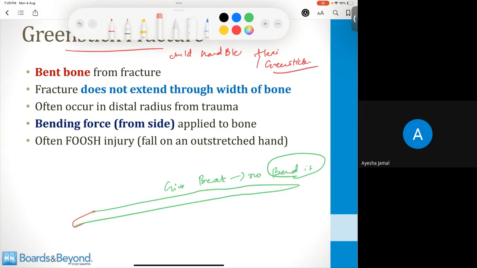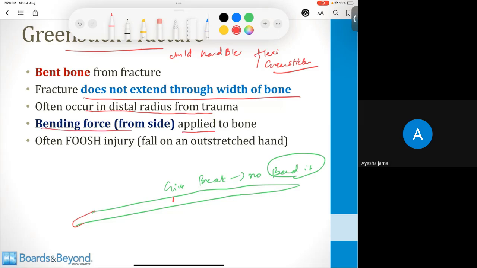So the fracture does not extend through the width of the bone, right? If you have a fracture, you are only bending it. You cannot break it, you can only bend it. The fracture occurs only halfway and would not extend throughout the width of the bone. Often it is going to be at the distal radius.